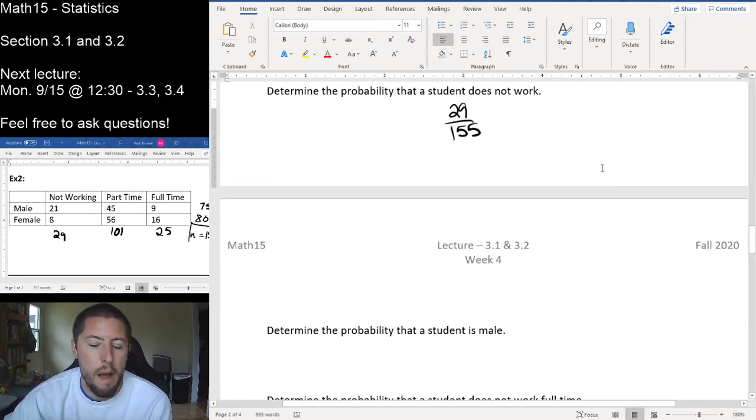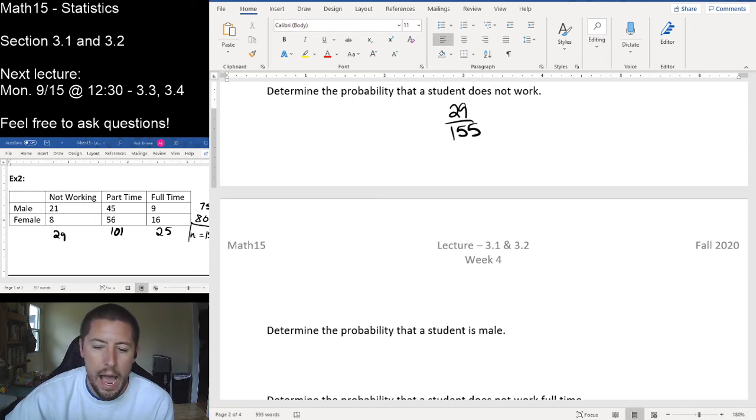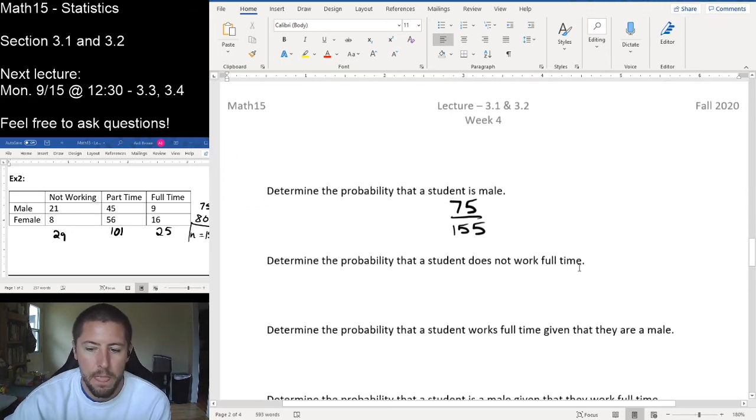We can determine the probability that a student is male very similarly. By looking at my marginal distributions, I can see that 75 total polled were male out of 155 total. So 75 out of 155. Because this was out of all of the students, we divided by the entirety of the sample size, 155.